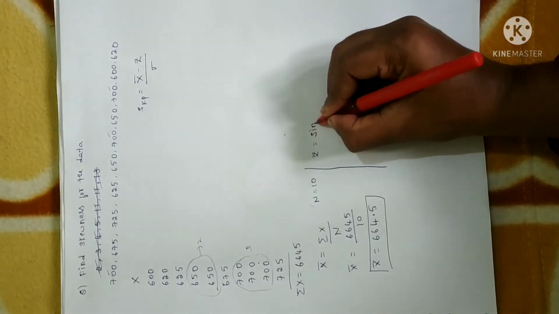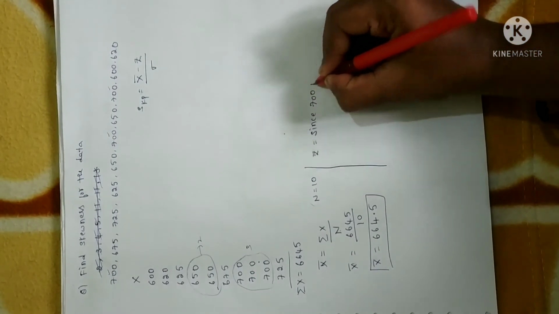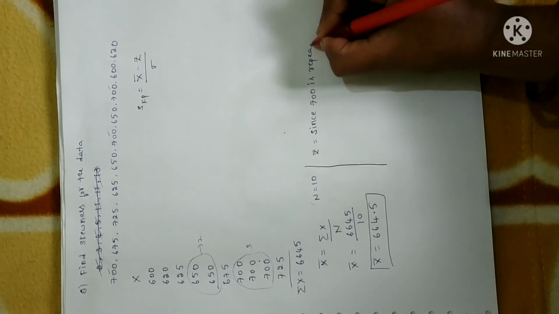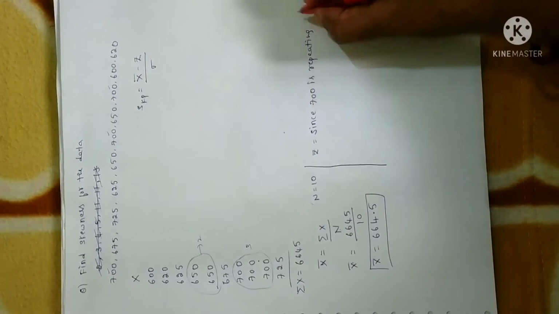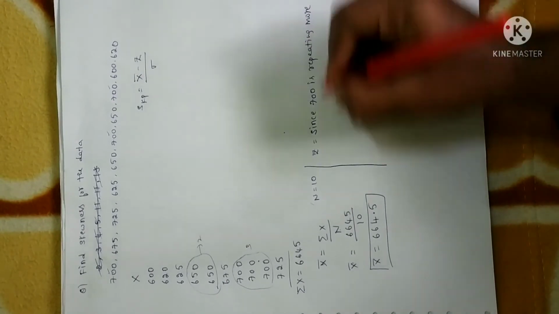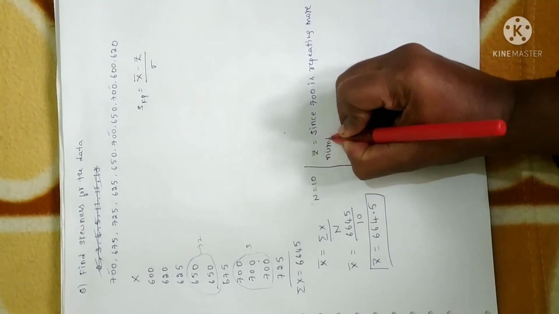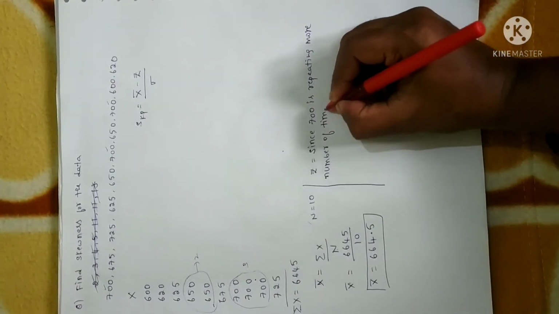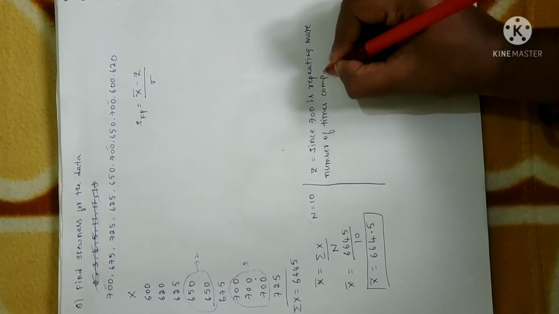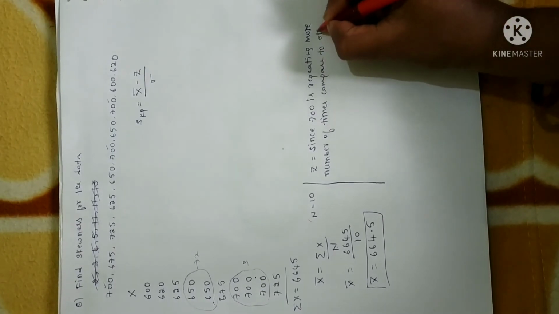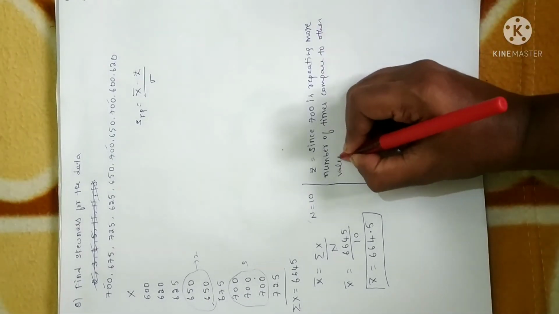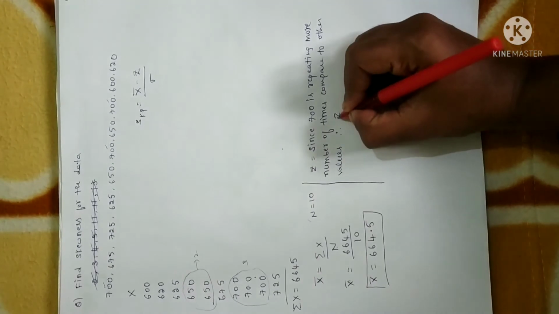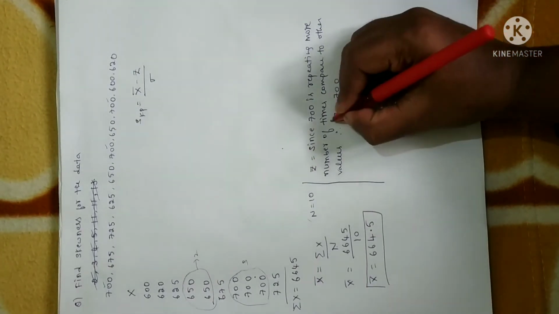I'll just write here, since 700 is repeating more number of times compared to other values. Therefore, mode is equal to 700.